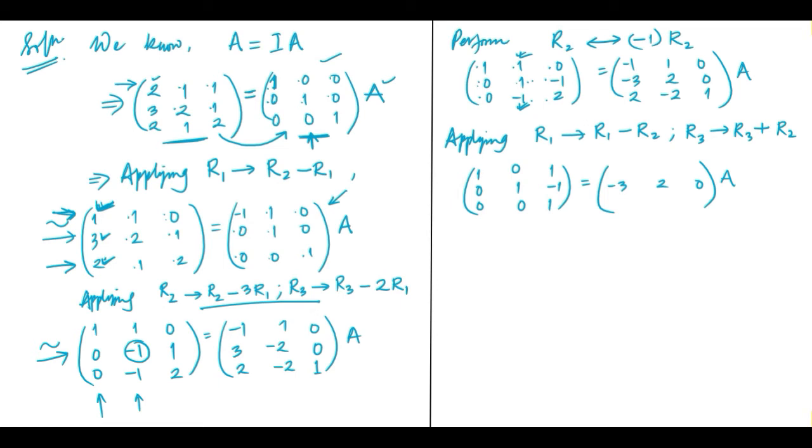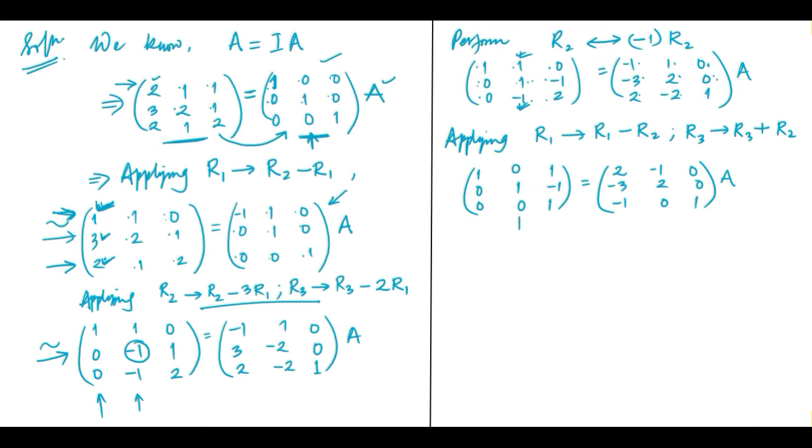Perform the same thing on the right hand side. R1 replaced by R1 minus R2. Minus 1 minus minus 3 is minus 1 plus 3, which is 2. 1 minus 2 minus 1, 0 0 0. Next, R3 replaced by R3 plus R2: 2 minus 3, minus 1 minus 2 plus 2 0, 1 plus 0 1.